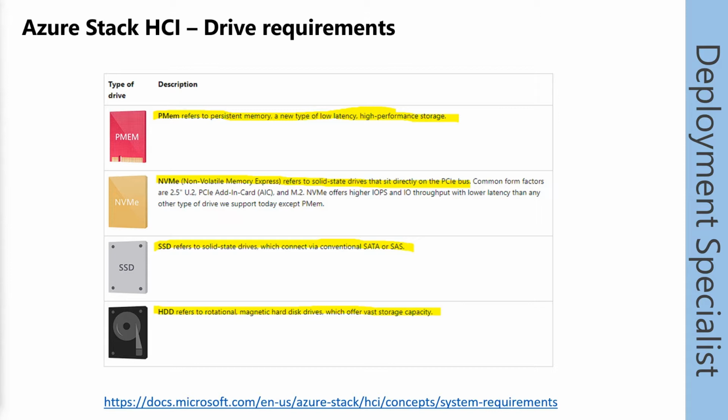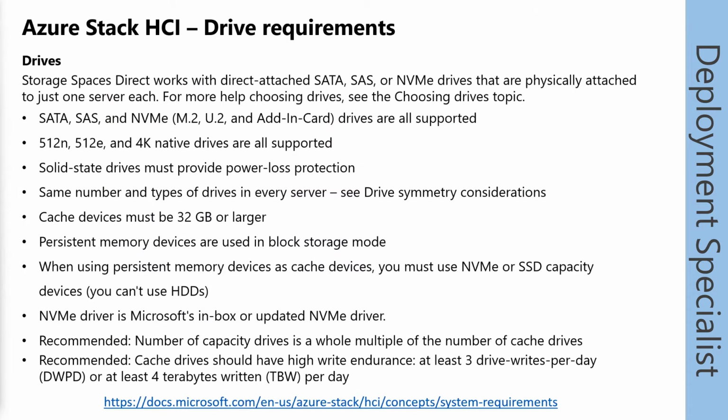On the capacity layer, we need minimum 4 drives. On the cache layer, if it's present, we need minimum 2 drives. The drive requirements are very flexible regarding the drive type. So we have a support for serial ATA, SAS, NVMe drives. We have different form factors for the NVMe drives that are supported. We have different hard disk emulations that are supported.